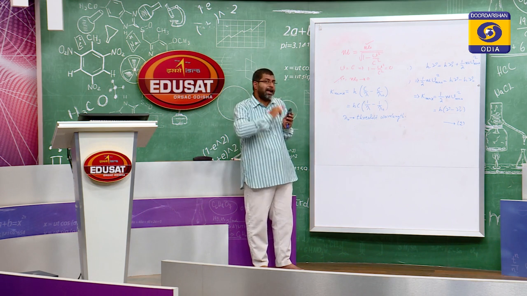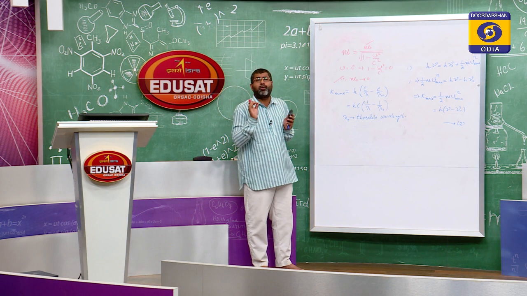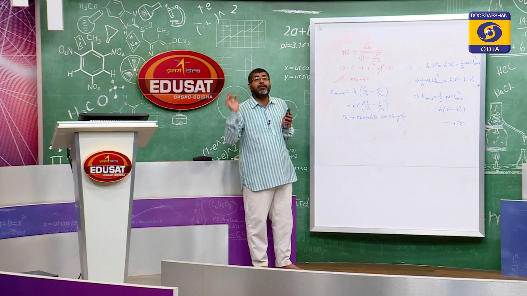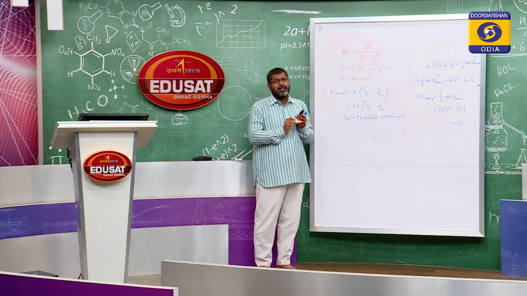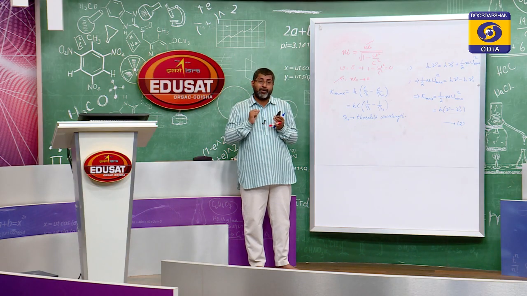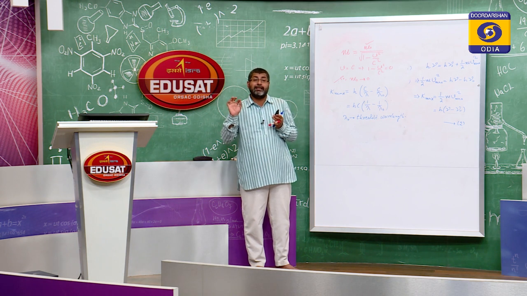What do we mean by that? We cannot have a photon at rest. A photon is simply an energy radiation moving with the speed of light. Now, come to the second question: do all photons have the same mass? The answer is again no, because they have different frequencies, they have different energies. So, though they move with the same speed, they have different masses.